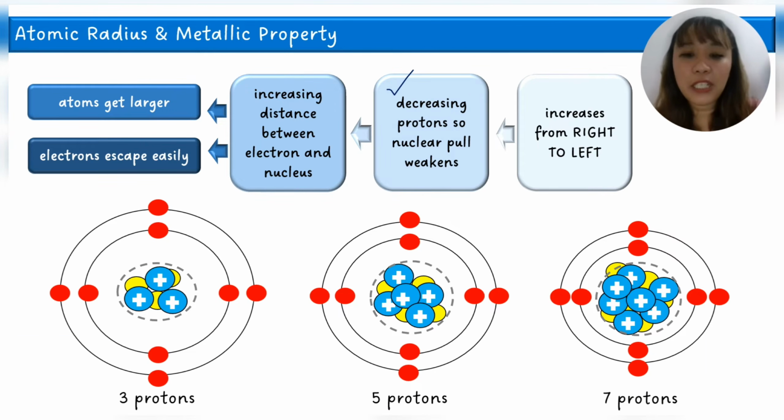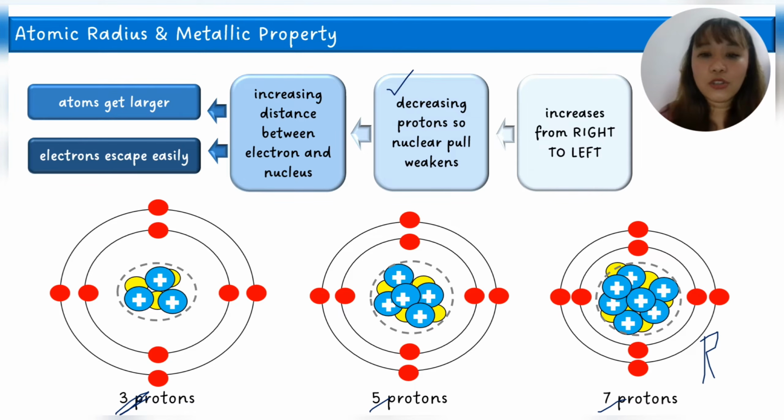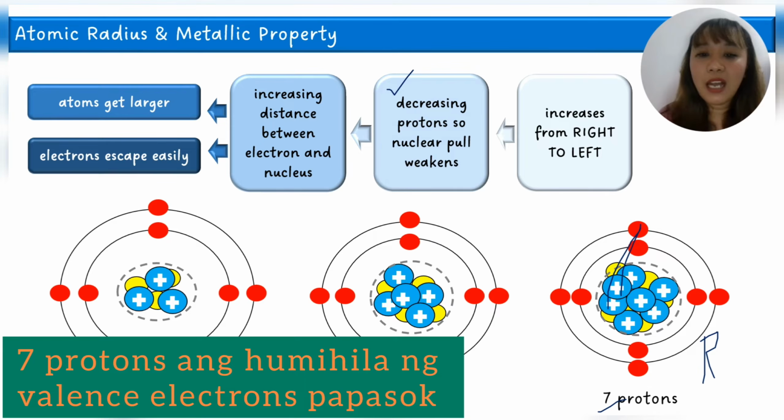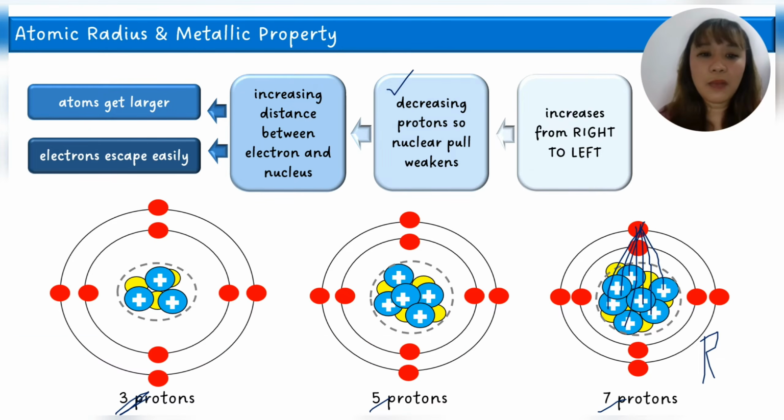For example, on the right side, there are 7 protons, followed by 5, and then to the left, this atom has 3 protons. Because there are 7 protons here, 7 of them pull the valence electron toward the nucleus. Here, there are only 5. And then in the last one, only 3 protons pull this valence electron toward the nucleus.